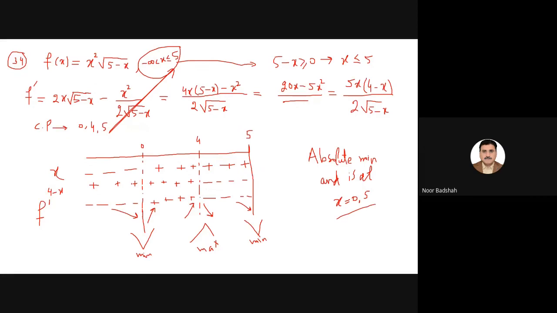ठीक है? तो यहाँ पर हमें interval जो था, it was not defined, it was not mentioned that you do in this one, but from the function we found the domain and we see that the interval in this case is from minus infinity to 5.